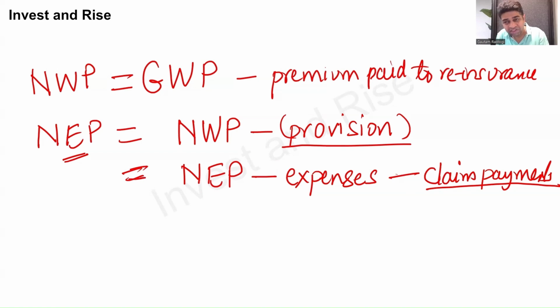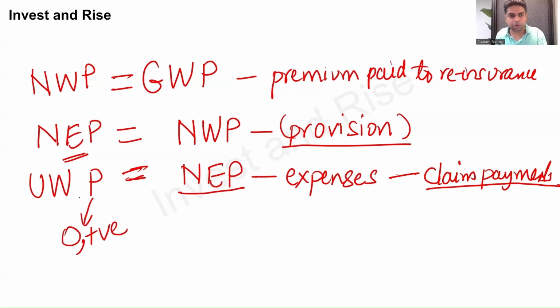So anyway, what you're left with in that particular year, when you net out expenses and claim payments from the net earned premiums, is underwriting profit. Now it may be a profit, or you may just break even. There may be no profit, or it may be negative. Any of these three things can occur. Many of the general insurance companies in India are making an underwriting loss.